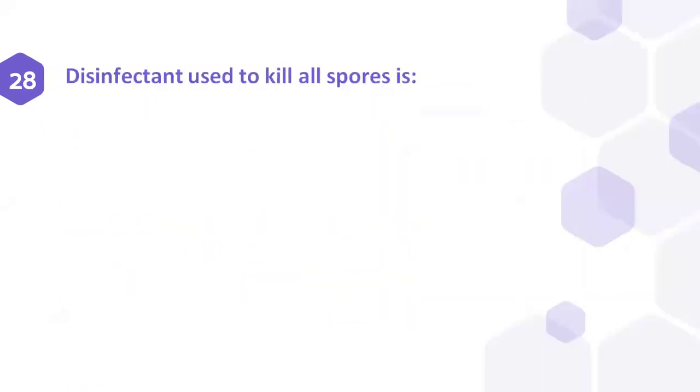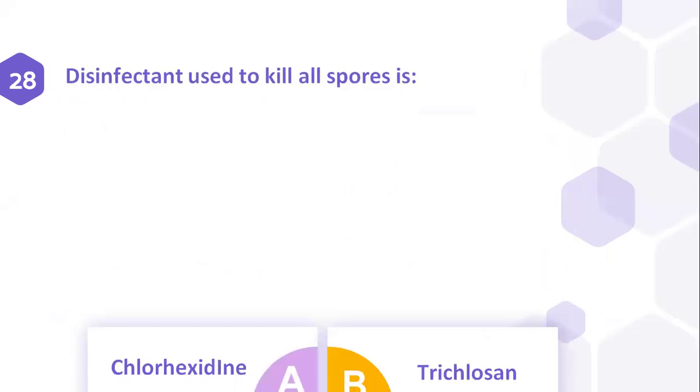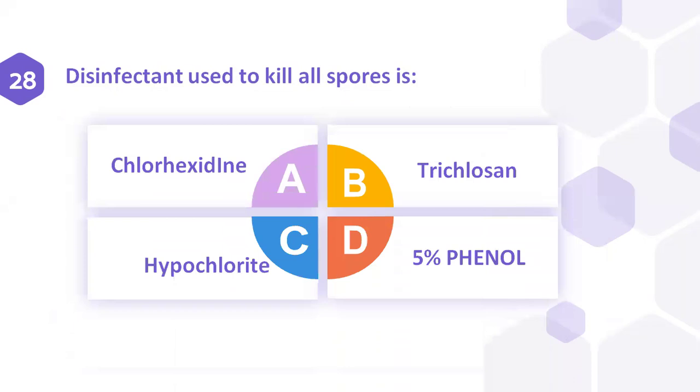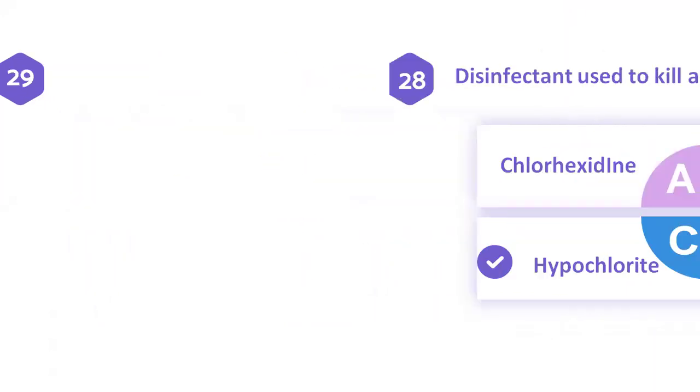Next question, disinfectant used to kill all the spores is option A, chlorhexidine, option B, triclosan, option C, hypochlorite, option D, 5% phenol. So here the right answer is option C, hypochlorite. This is a disinfectant which kills spores. That is one of the high level disinfectants.